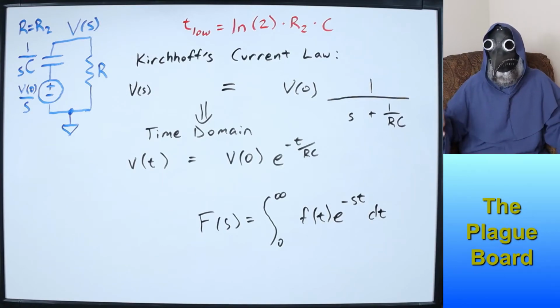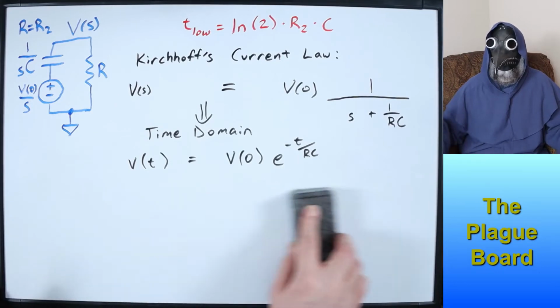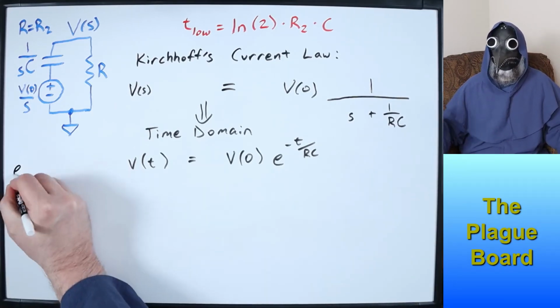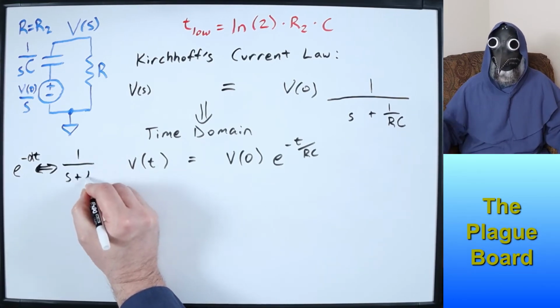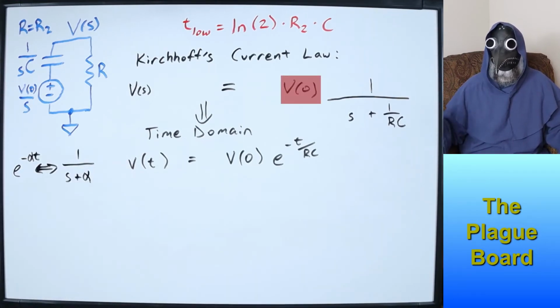Anyway, that's why in the integral I had the lower limit set to 0 to indicate a unilateral transform, since we're not going back in time. So we can write the transform like this. e to the negative alpha t transforms back and forth to 1 over s plus alpha. V of 0 is just a constant coefficient, so that can just carry through in the transform. And 1 over RC will take the place of alpha, so we can transform this into V of 0 times e to the negative t over RC.